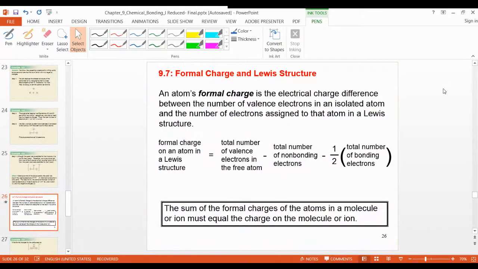All right. Now formal charge and Lewis structure. Formal charge, how will you get it? Suppose you have this 2 minus. The charge is 2 minus. How do we get this 2 minus? This is the formula of the formal charge determination.